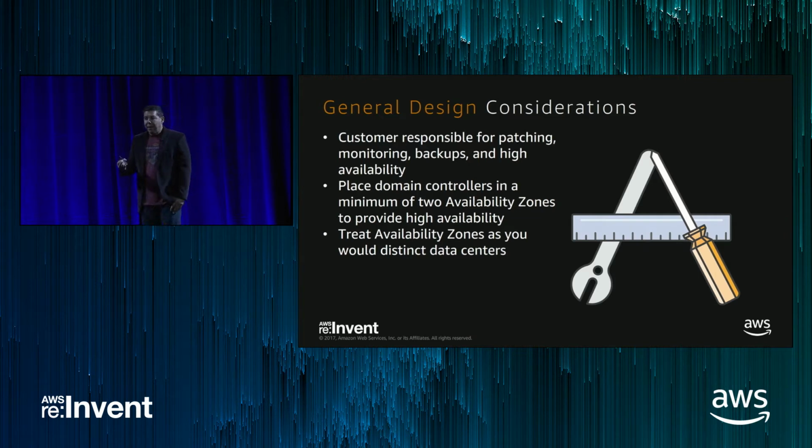So that being the case, you have to keep in mind your patching. How are you going to patch those Active Directory domain controllers? How are you going to monitor them? How are you going to back them up? Those are things that you may already have solutions for on-prem, and you can certainly continue to leverage those existing solutions on AWS. But there are services within AWS that you could potentially leverage.